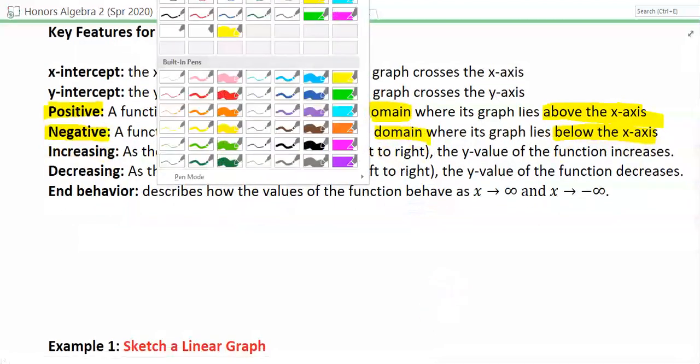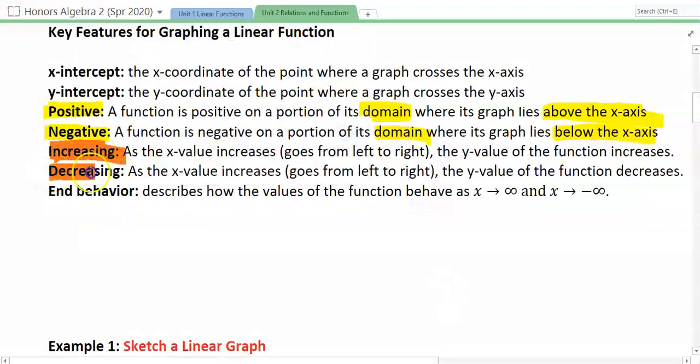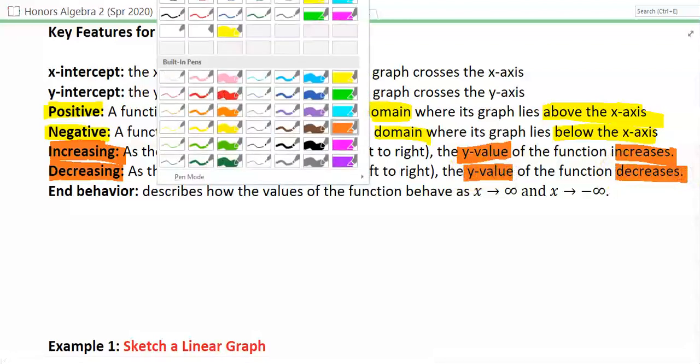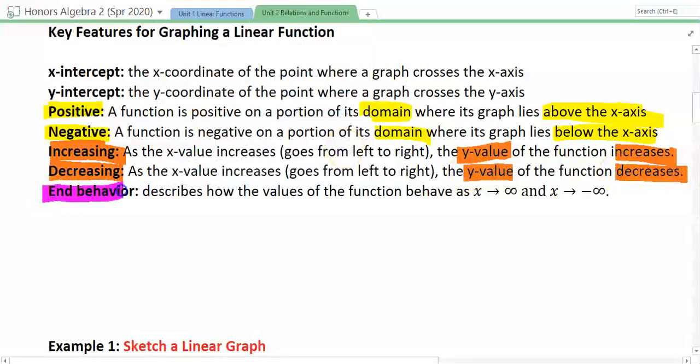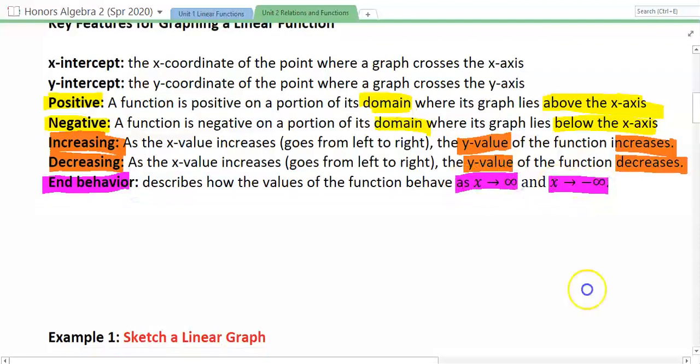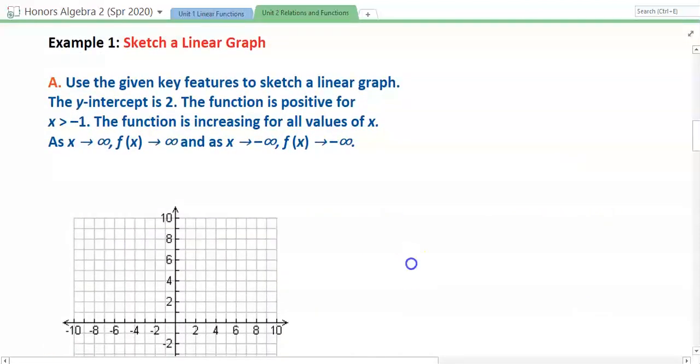Okay? When we talk about increasing or decreasing, we're talking about now the direction in which the graph is going. Is the graph going up? Is it going down? And so as we look on a graph, as we go from left to right, if the y values are increasing, then the graph is increasing. And same is true if the y value is decreasing, then the graph is considered to be decreasing. The last thing, we talked about this the other day, is end behavior. Remember, the end behavior is where this goes as x goes to positive infinity or x goes to negative infinity. And so we're going to use this information to sketch graphs.